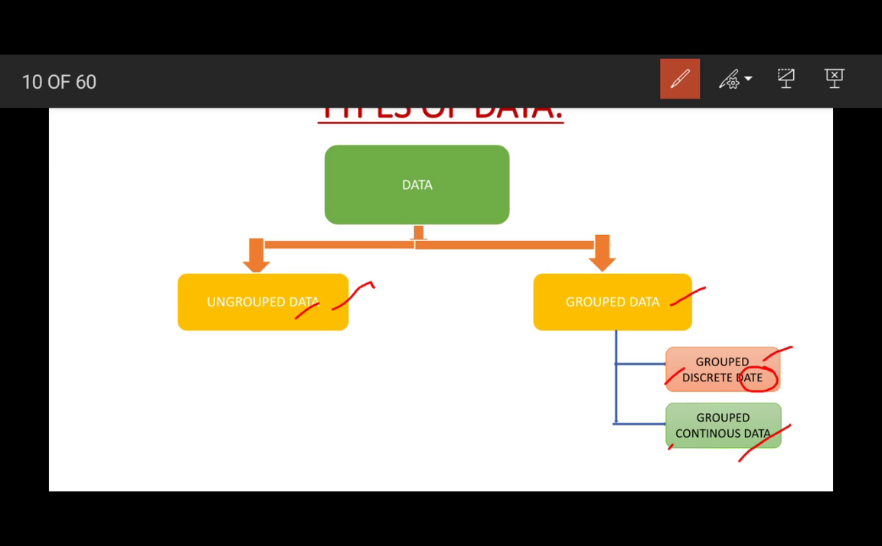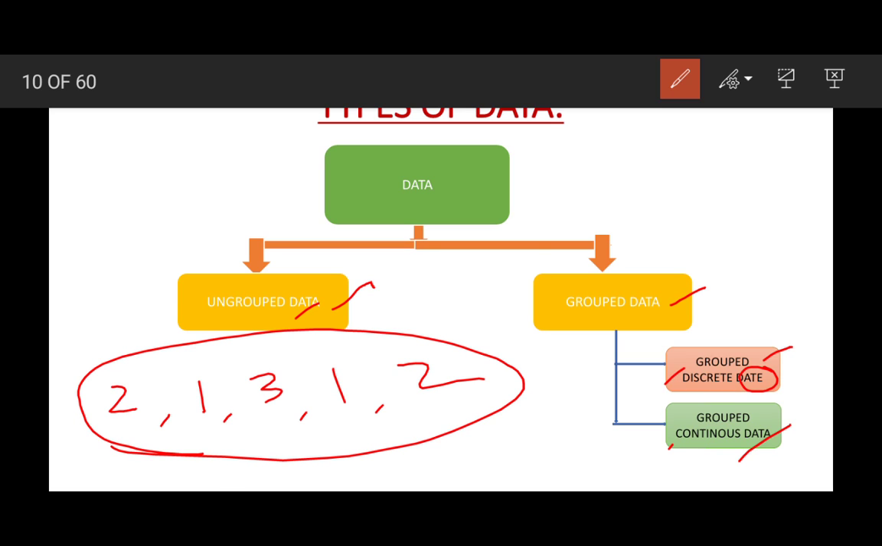Suppose there are 5 families and we are interested in the number of children per family. Suppose in the first family there are 2 children, in the second family there is 1 child, in the third family there are 3 children, in the fourth family there is 1 child, and in the fifth family there are 2 children. Ungrouped means single discrete values are given, only values are given.